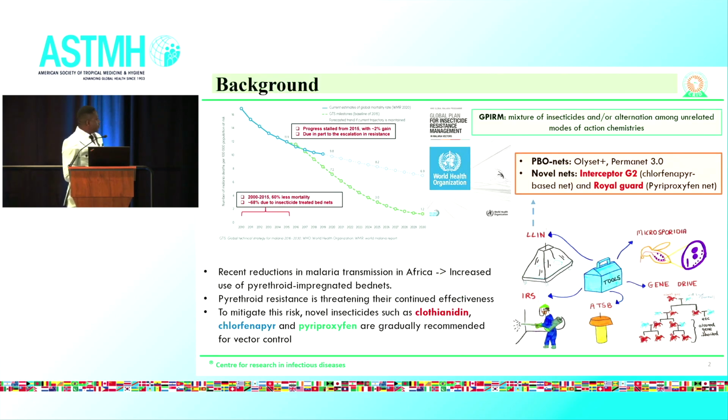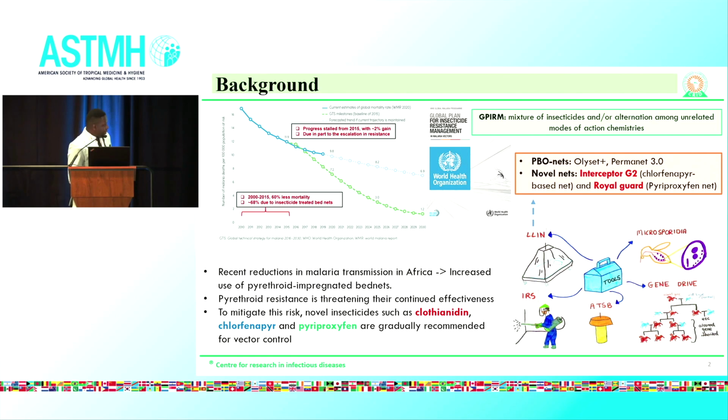Okay, here is just to show that from 2000 to 2015 there has been a significant reduction in malaria burden, mainly due to the scale-up of bed nets. The objective is still here, we are off target of the global vision of WHO to eliminate malaria by 2030. And this is mainly due to the scale-up or escalation of resistance to pyrethroid-treated bed nets.